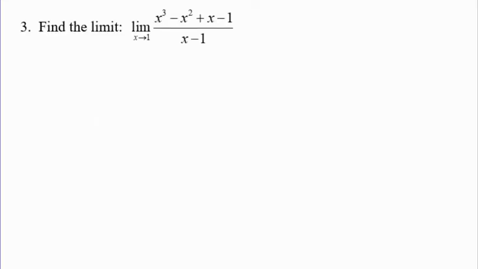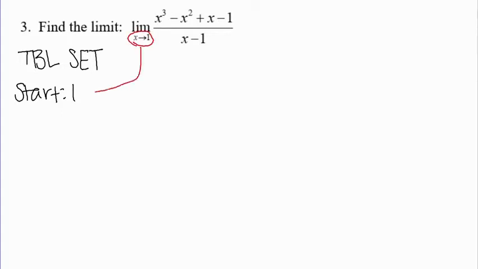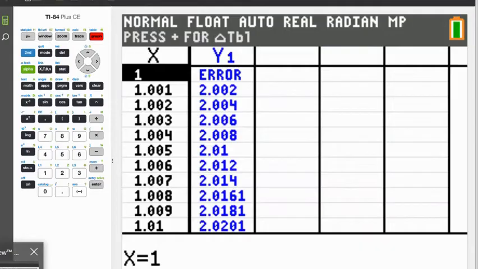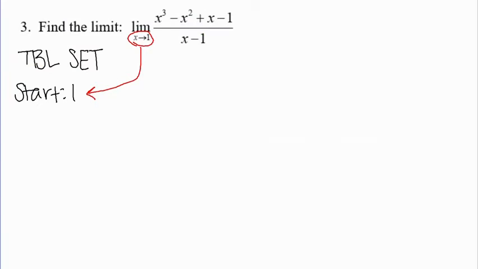So I went to Table Set. I started at 1 because that is what I'm interested in. And I changed the delta table, which means what we're counting by, to 0.001.